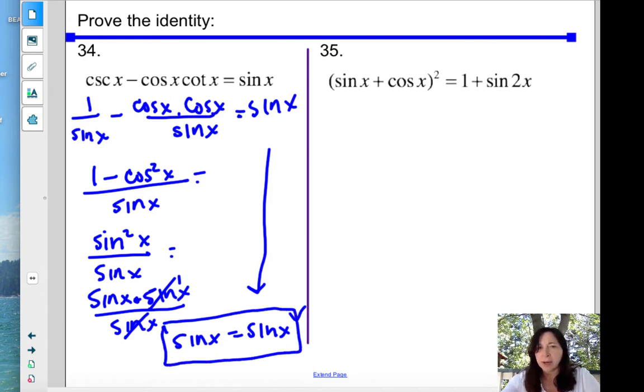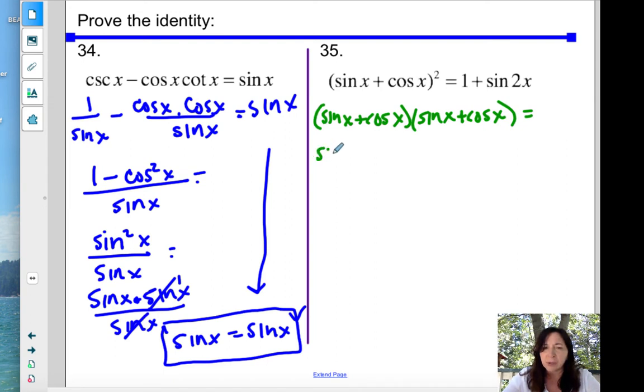For this one right here, this says sine x plus cosine x, quantity squared. So I think what I'm going to do with this is actually square them. So we're going to get sine of x plus cosine of x times sine of x plus cosine of x.